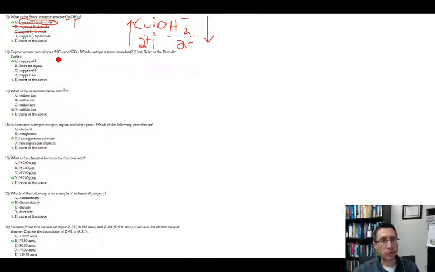Number 16, copper naturally occurs as copper 63 and copper 65. Which isotope is more abundant? Hint, refer to the periodic table. So we go to the periodic table, and we see that the atomic mass of copper is 63.55.